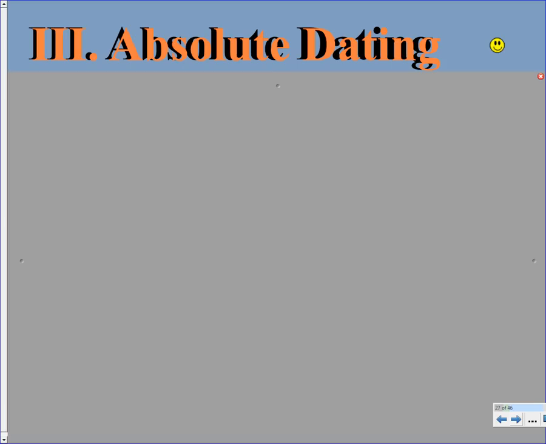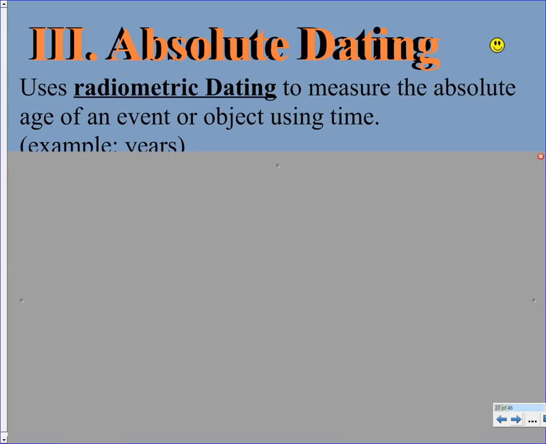So now that we know what relative dating is, what would we say absolute dating is? We're not using the words younger or older. Now we are using numbers. We're using exacts, no estimates. So, absolute dating uses what we call radiometric dating to measure the absolute age of an event or object using time. For example, years.